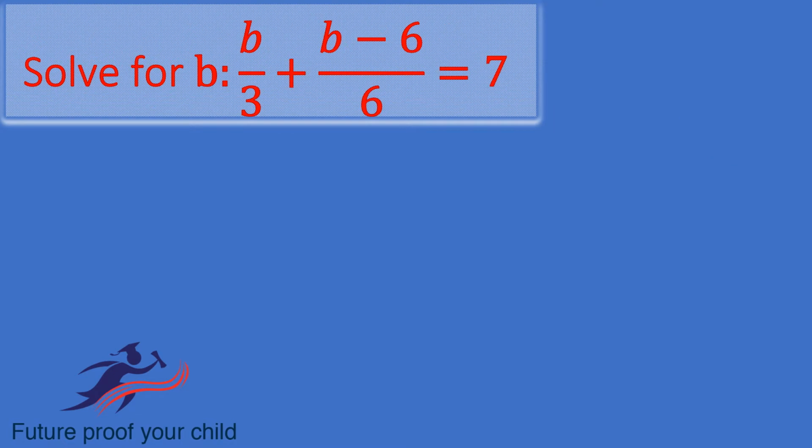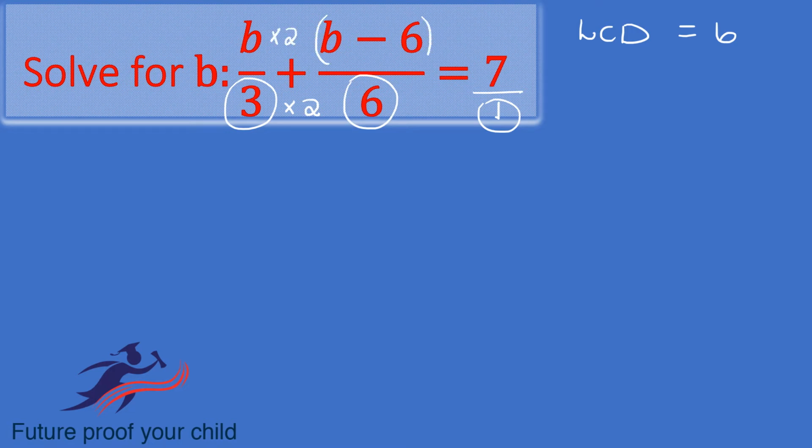For the next question, it is important for you to put the 7 over 1 and then to get the LCD. So I've got a 3, a 6 and a 1. The LCD will be 6. So I need to multiply the first denominator by 2. What I do at the bottom, I do at the top.